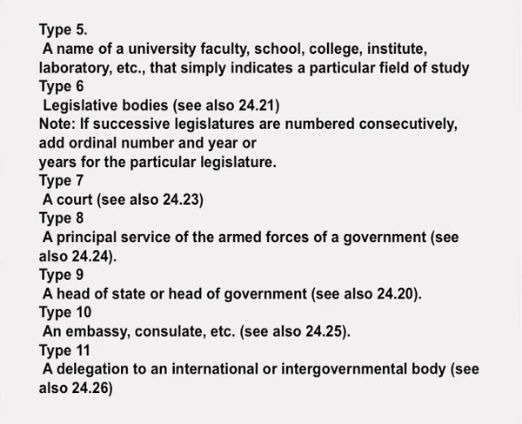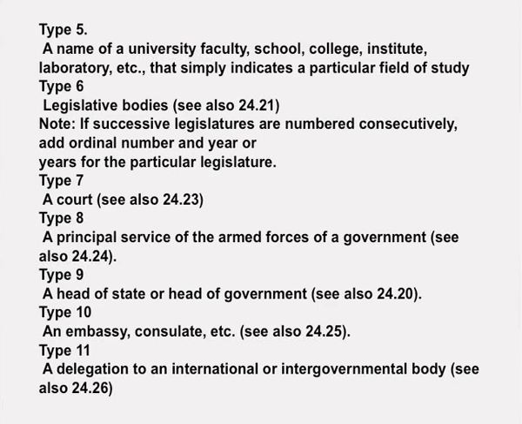In type 8 of the subordinate body, a principal service of the armed forces of any government is recorded. Meaning we have three forces: the army, the air force, and the Indian Navy. So, those bodies have to be entered subordinately under India, which is the main government body. The main entry will look like India, subfield B, Indian Navy, or Navy, just Navy.